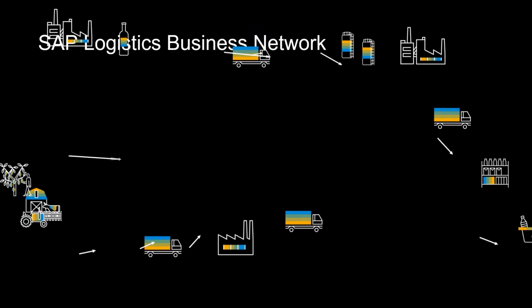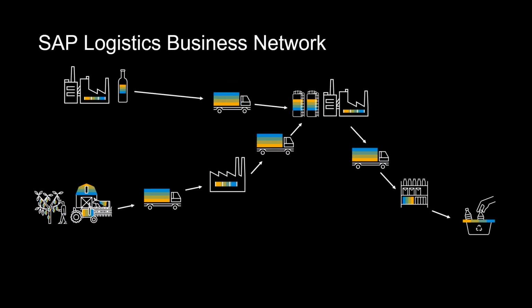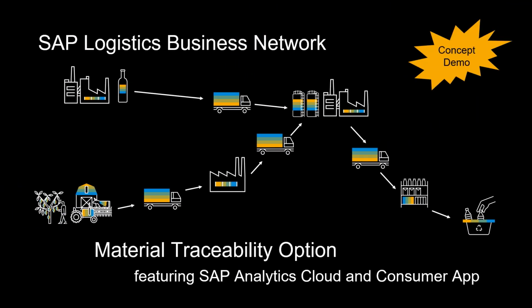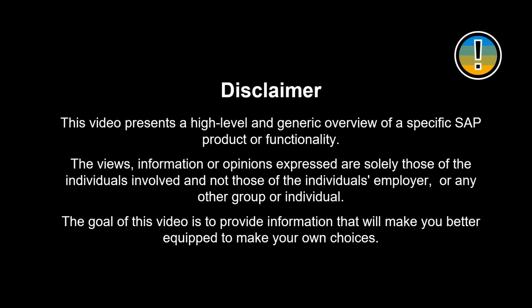Welcome. In this video, we will present a visionary use case, supporting consumers making informed sustainable choices, with the help of SAP Logistics Business Network Material Traceability Option, SAP Analytics Cloud, and a conceptual consumer app. The views, information or opinions expressed are solely those of the individuals involved.